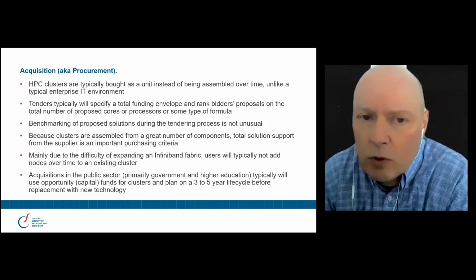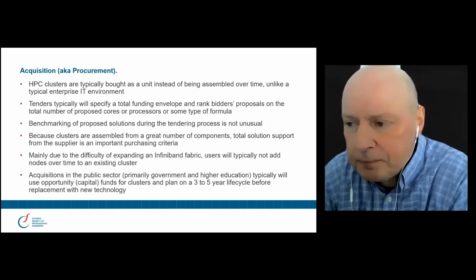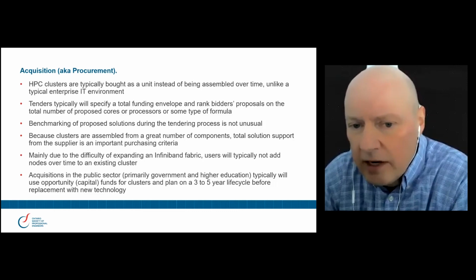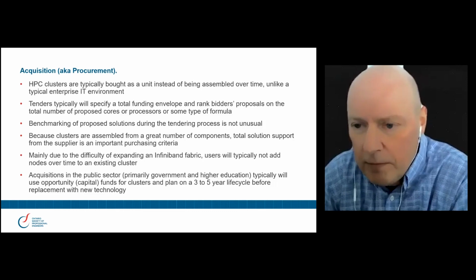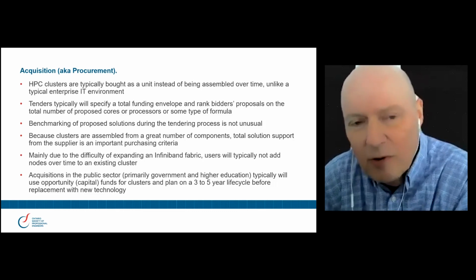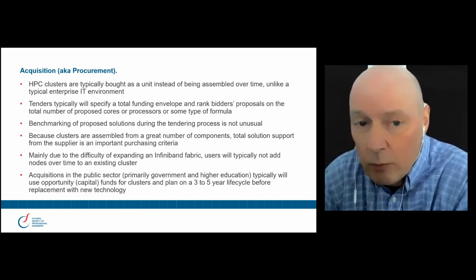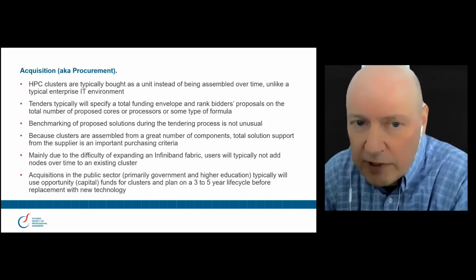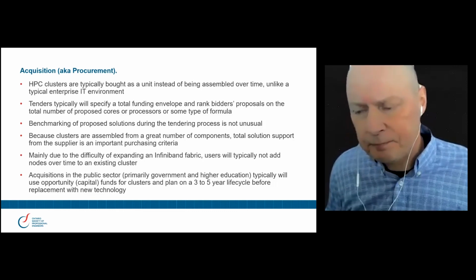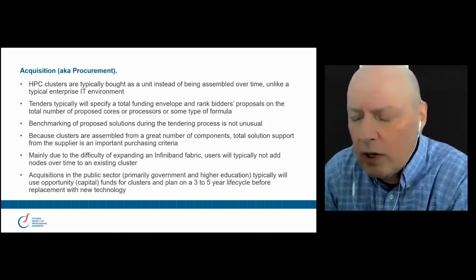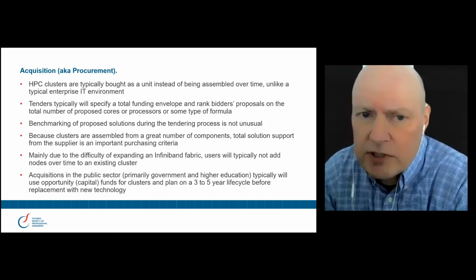Also, if you're dealing with governments or higher ed, they typically have what we call opportunity funding, where they have an envelope of capital funds available, and they go out and make a capital purchase. This is how we see these things presented to vendors. They'll say, look, I have X number of dollars available, and how much stuff can you give me for my money? That's how they do their evaluation. So if the funding envelope is $500,000, vendor A will say, I can give you 4,800 cores, and vendor B says, I can give you 5,200 cores. Well, you got more cores, you get the business. So that's a typical acquisition approach. Also, it's not unusual to find benchmarking as a requirement during the tendering process, where the customer will ask for a benchmark to be run and submitted with the bid.